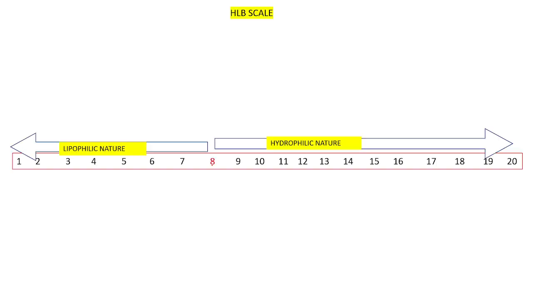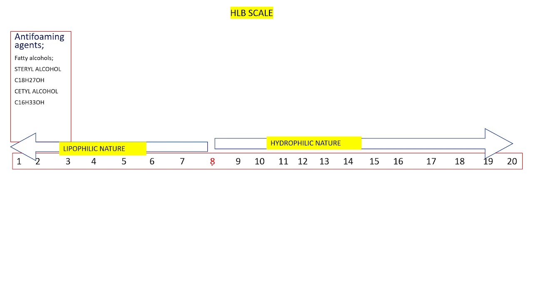Next, when it comes to the HLB values of different surfactants, first we focus on anti-foaming agents. Anti-foaming agents have an HLB value of 1 to 3. What are the examples of anti-foaming agents? Fatty alcohols, for example stearyl alcohol, which has C18 carbons. Next is cetyl alcohol, which contains C16 carbons. Next is cholesterol, which contains C27 carbons.